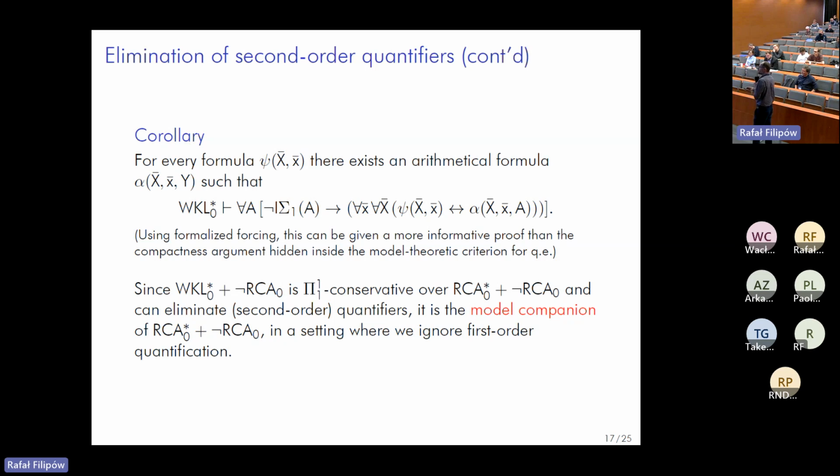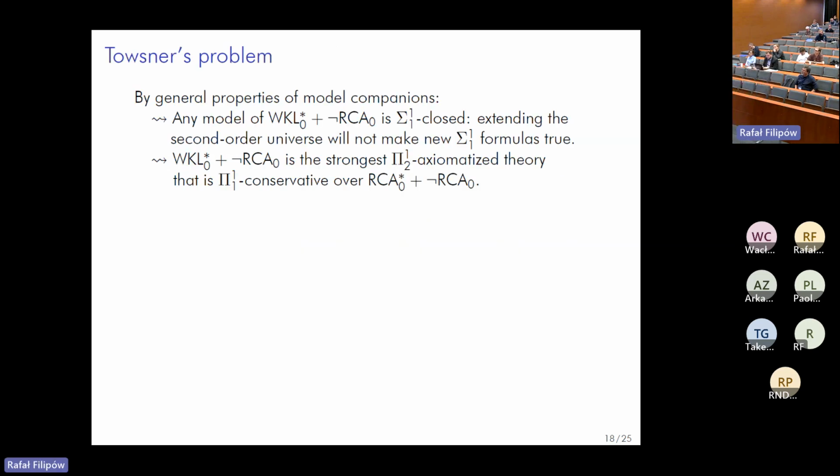And general things about model companions tell you the following two things. Firstly, any model of weak Königs lemma that doesn't satisfy sigma 1 induction relative to some set is going to be sigma 1 1 closed. You can't add any new true sigma 1 1 statements by extending the second order universe. That's as much as you get. So this corresponds to this fact that models of the model companion of the theory are existentially closed. You cannot add any new existential truths by extending the model.